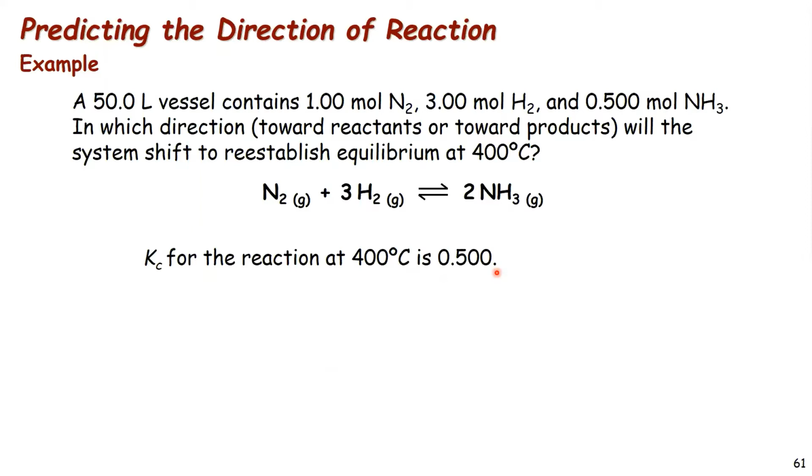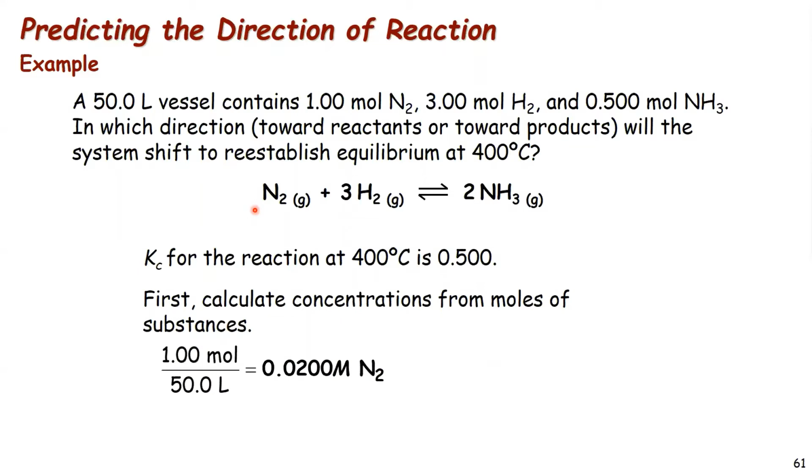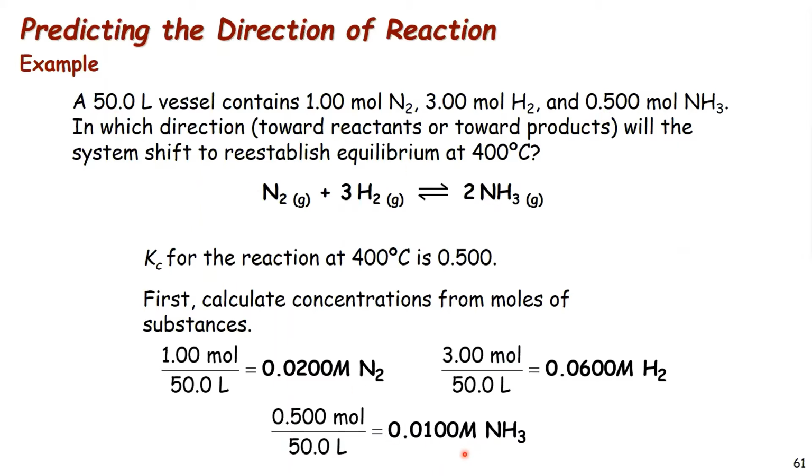Okay, so now since we already have K, all we've got to do is calculate Q, the reaction quotient, which again is just the products raised to the coefficient divided by the reactants, each raised to the coefficient. We've got to calculate the molarity. So 1 divided by 50 is 0.02, and 3 divided by 50 is 0.06, and 0.5 divided by 50 is 0.01.